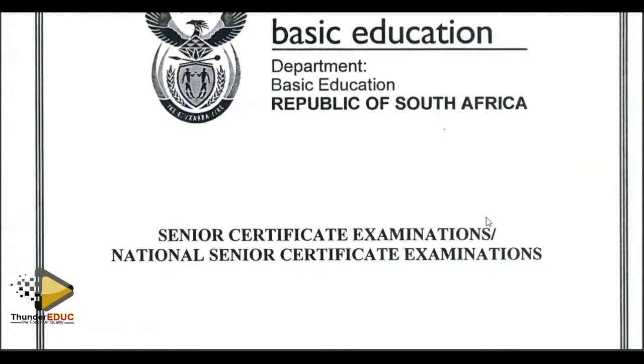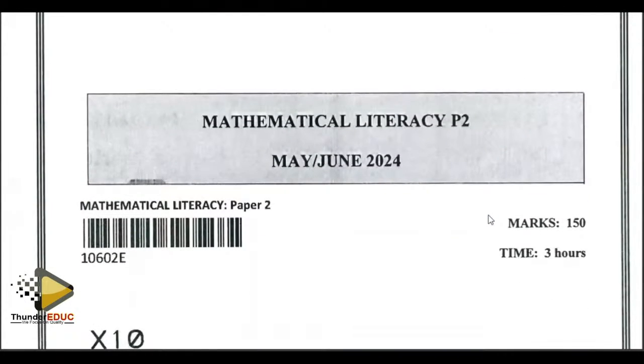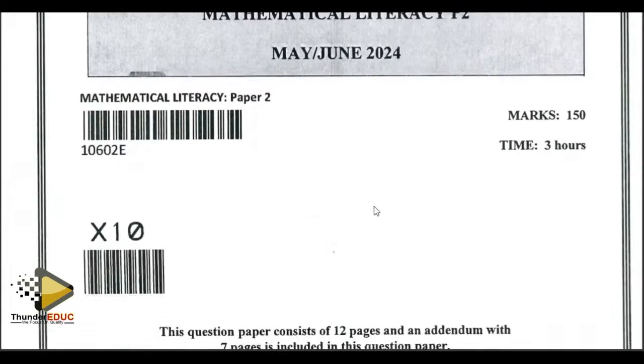National Senior Certificate Examinations. This is Paper 2, Mathematical Literacy, May/June 2024. Marks 150, time 3 hours. All right, let's go.